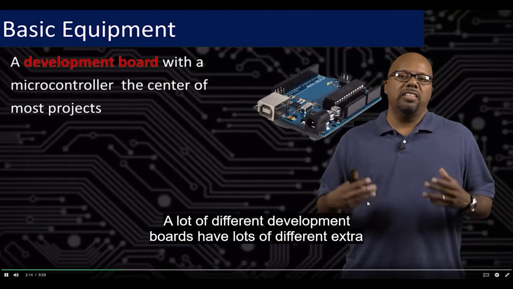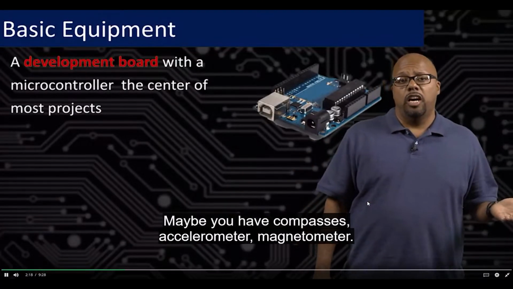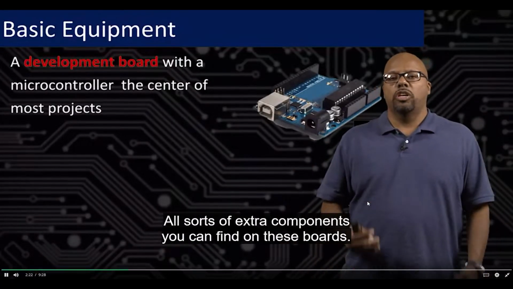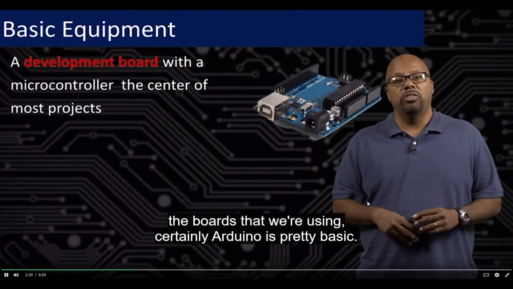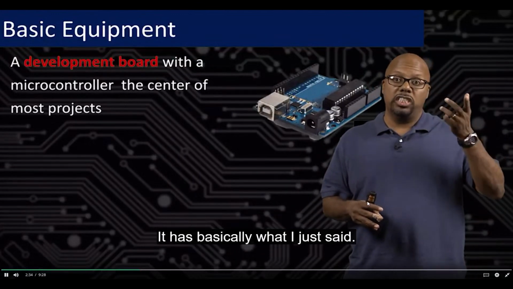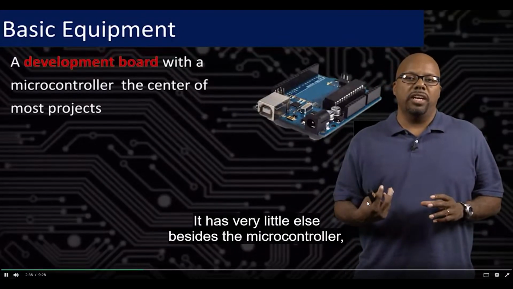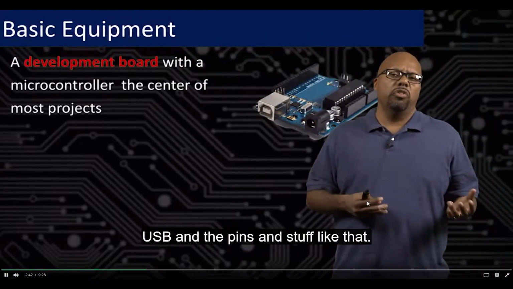Now, a lot of different development boards have lots of different extra equipment in addition to that. Maybe you have compasses, accelerometers, magnetometers, touch-sensitive screens, all sorts of extra components you can find on these boards. But the basic board is just what I'm talking about right now. The boards that we're using, certainly Arduino, are pretty basic. That's an Arduino right there. It has very little else besides the microcontroller, the hardware used to program the microcontroller, plus the interfaces, USB and the pins and stuff like that.